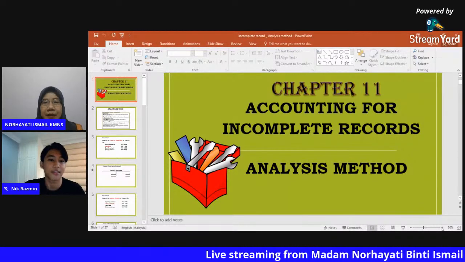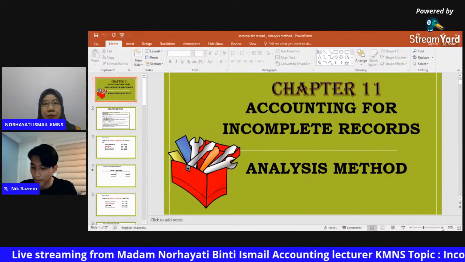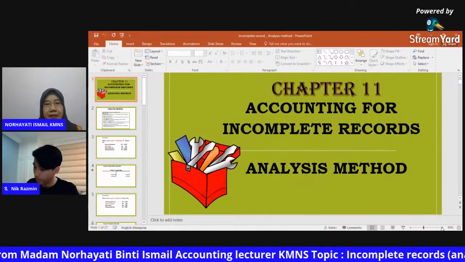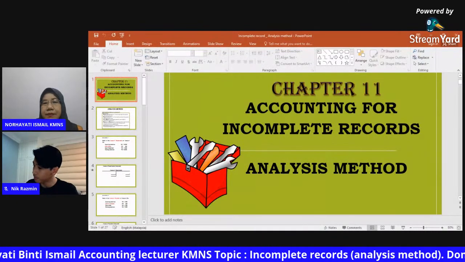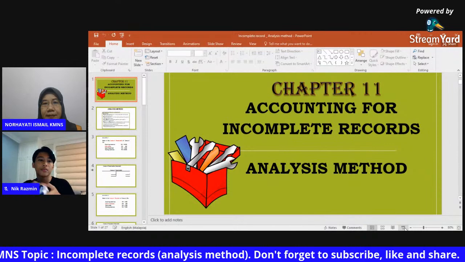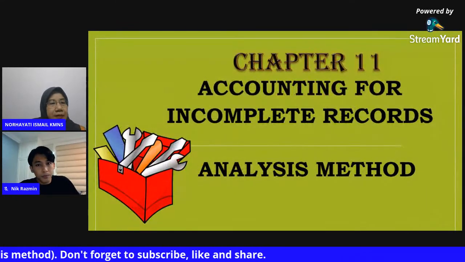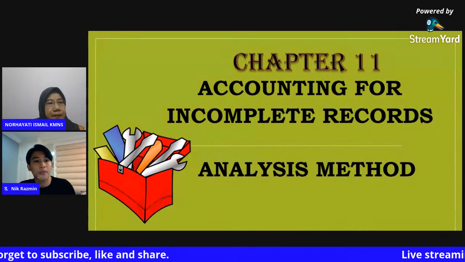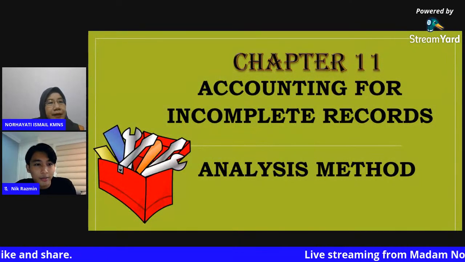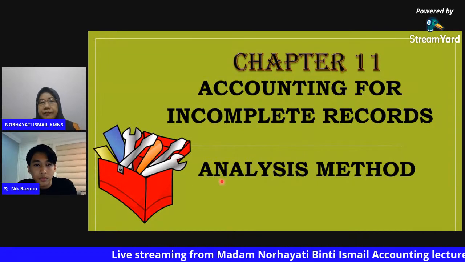Okay, now we start with chapter 11, accounting for incomplete records, analysis method. So, we start with the tutorial analysis method. Okay, let me find the laser pointer, so it's very easy for you to look at the detail.